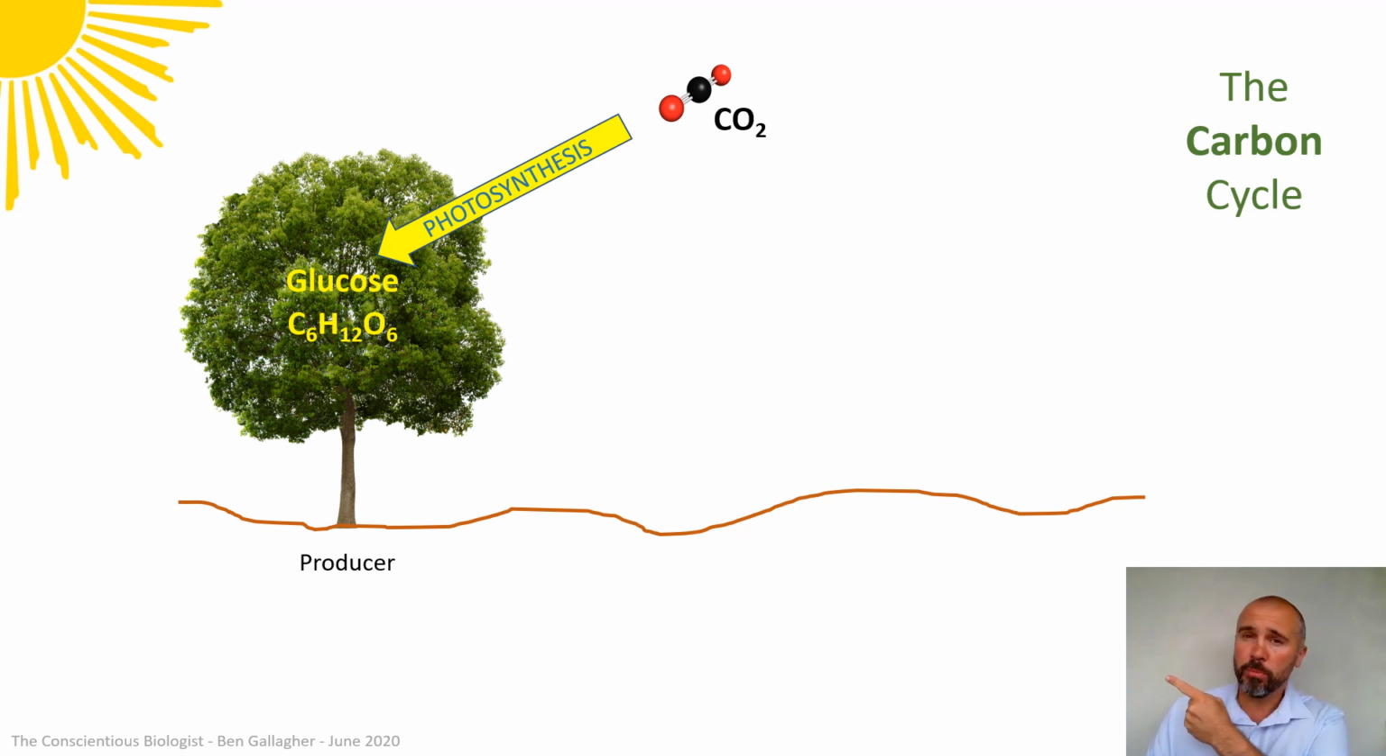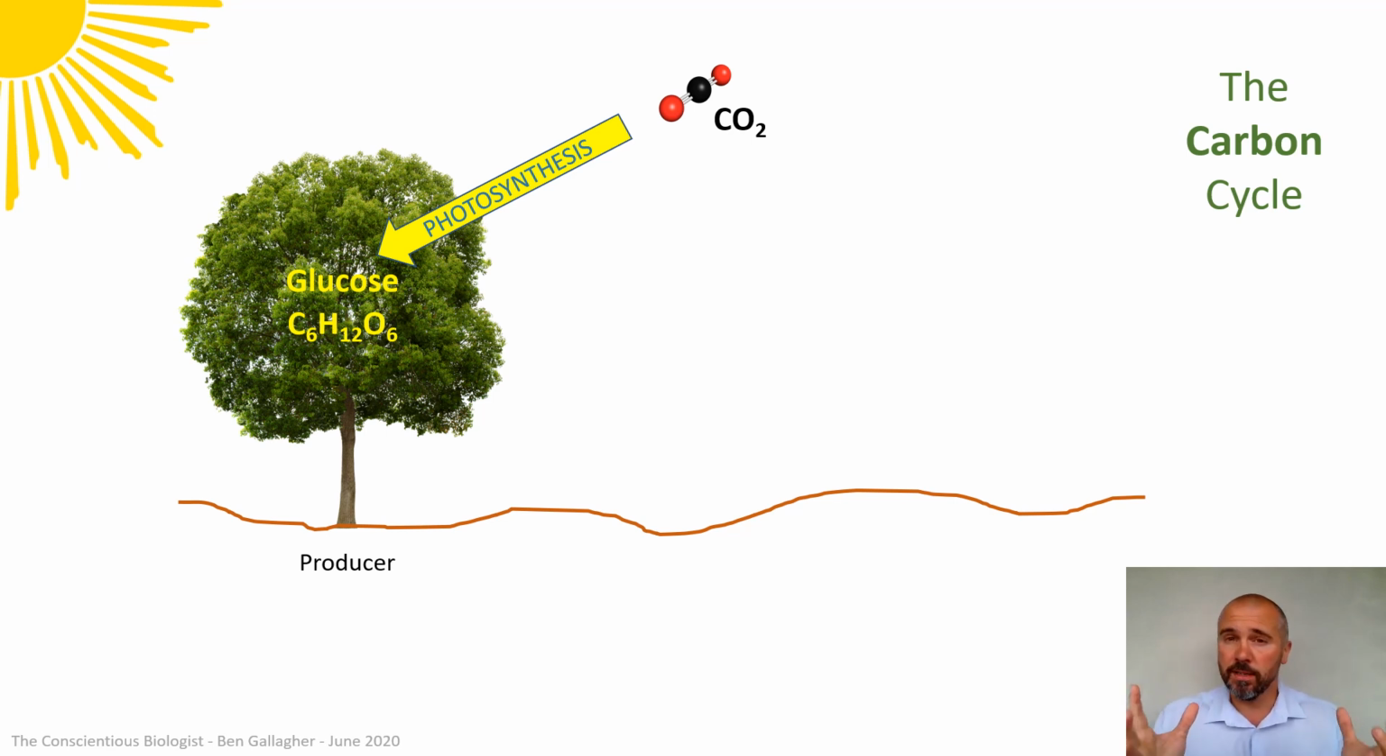And if you look at the formula for the molecule of glucose, which you should remember from the photosynthesis lessons, it's C6H12O6. That means the carbon from the carbon dioxide has now gone into the glucose molecule. 6 carbons, so 6 carbon dioxides went into a glucose molecule.